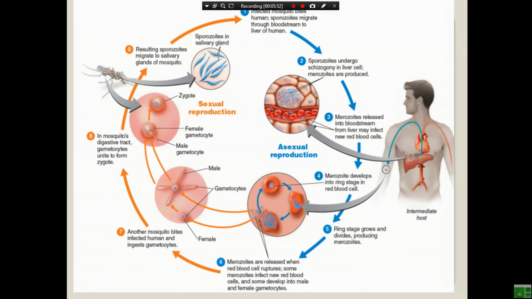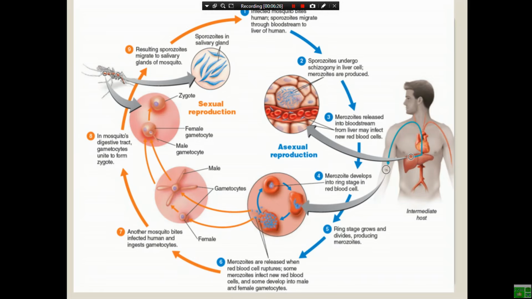Look at the life cycle, which has sexual and asexual reproduction. This is one of the life cycles of malaria, forming a zygote. By the way, one of the main mouth parts of the mosquito that can suck blood from an unhealthy person and transmit the disease is a structure called the proboscis. The proboscis is the mouth part of the female Anopheles mosquito that can bite and suck.